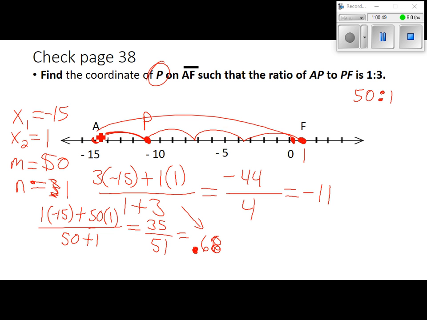You have, on this side, how many parts? 50. On this side you have one part. So if you're a pig and you don't like sharing, you might take 50 parts and your friend takes that one little part.